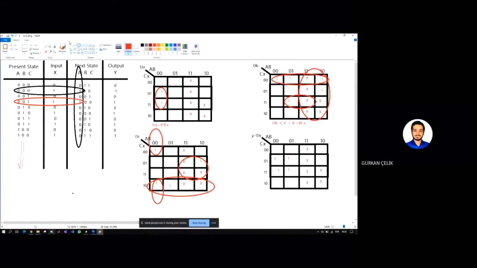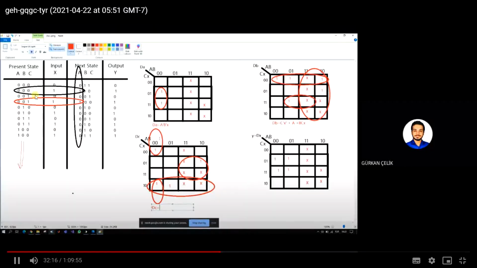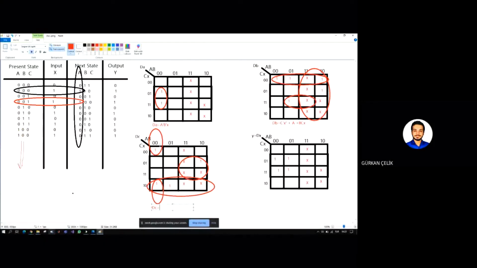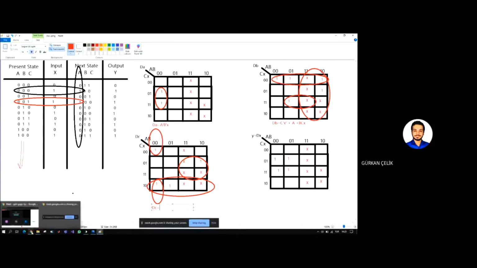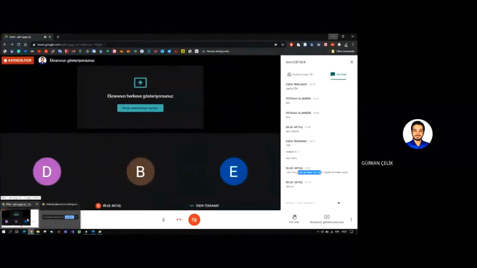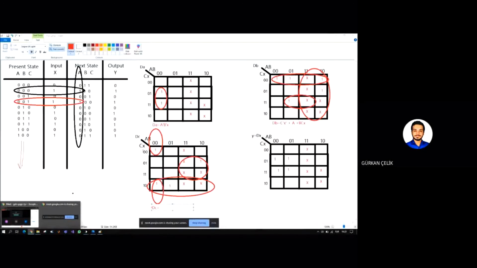No. Okay, Bilge, you should write this expression. D C equals to. These two circles, actually it's one circle, so you should combine these two. What is this expression? Bilge. Oh, she didn't write. Okay, Esen, you should tell us what is this two circles expression.